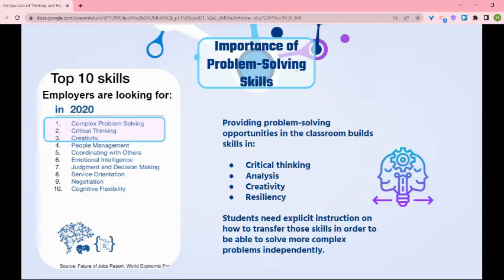So as our job as educators is to try to help our students become college and career ready, we need to make sure that we are providing them with the skills that they're going to be asked to access. And so students need some explicit instruction in that.